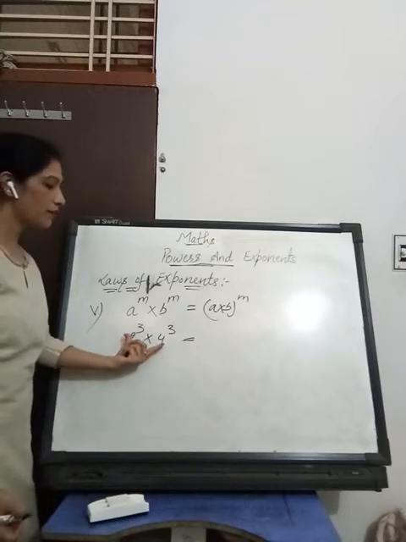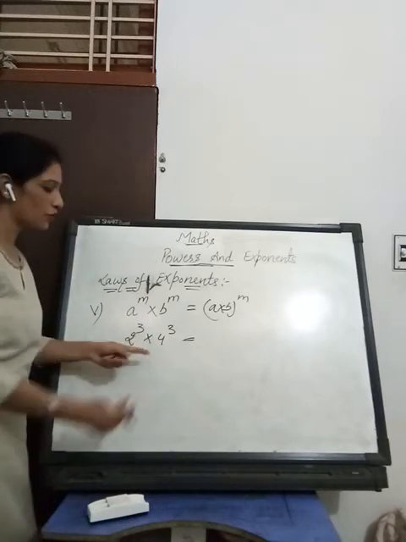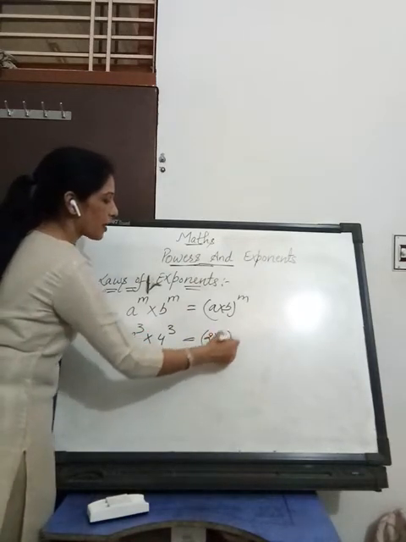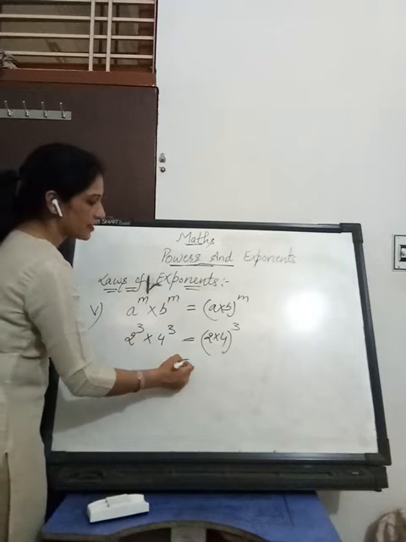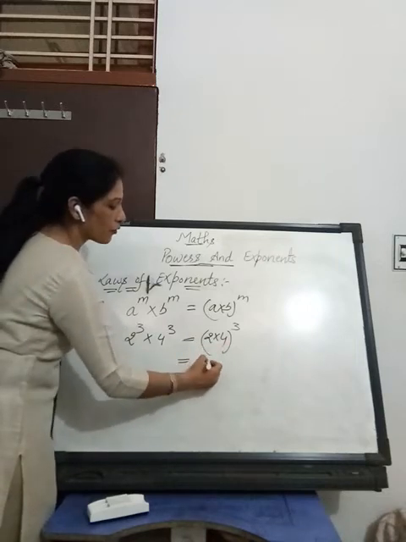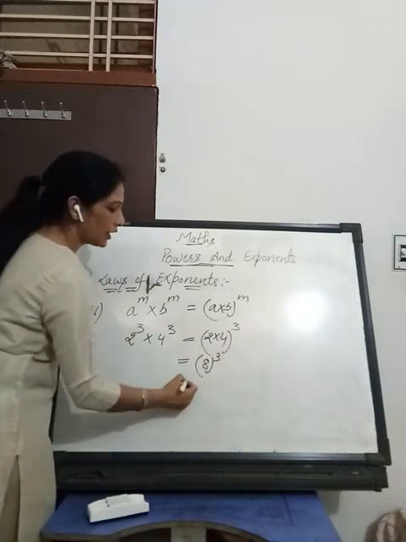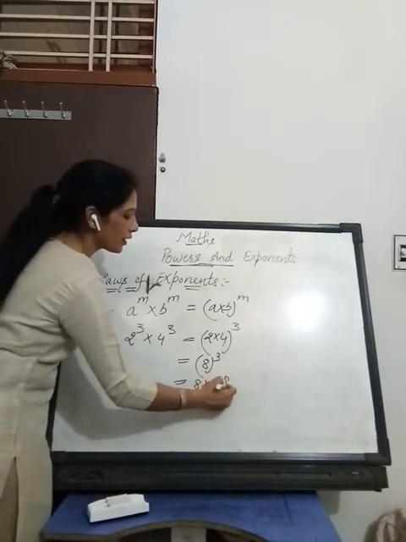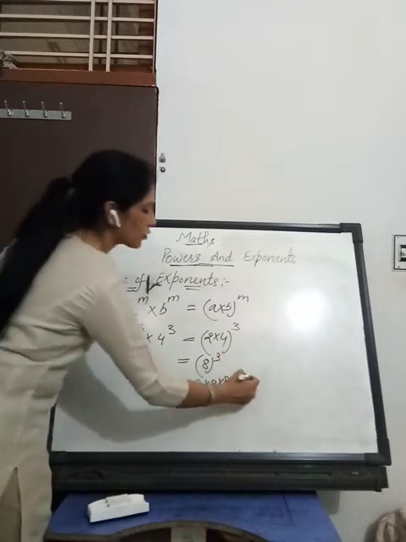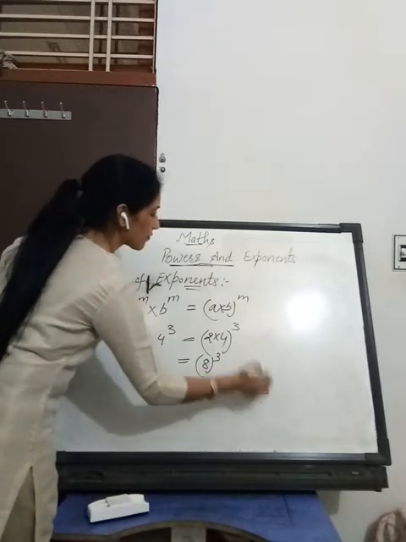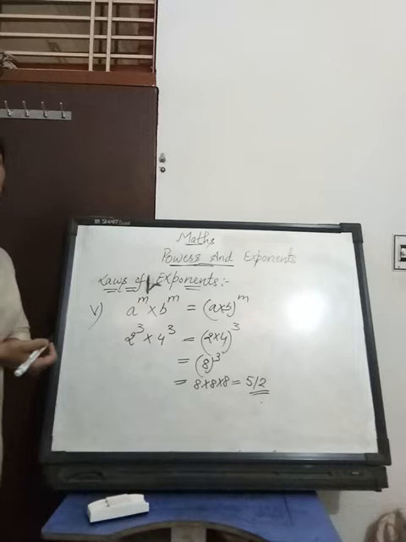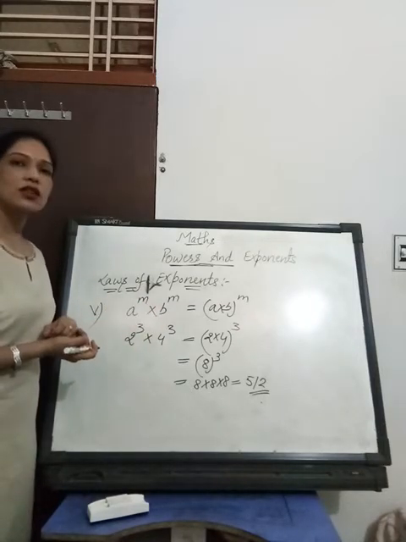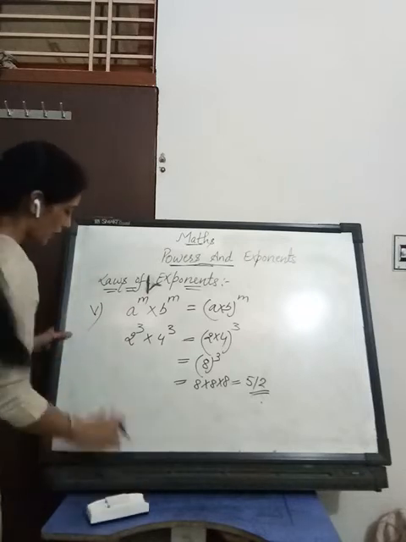powers are same and bases are different. What you have to do, you will multiply the base and power you have to write as it is. So to multiply 4, it will be 8 raised to power 3, and how you can solve it? 8 into 8 into 8. Your answer will be 512. Clear to you all? In this way you have to apply this law in question. Clear? Now sixth law.